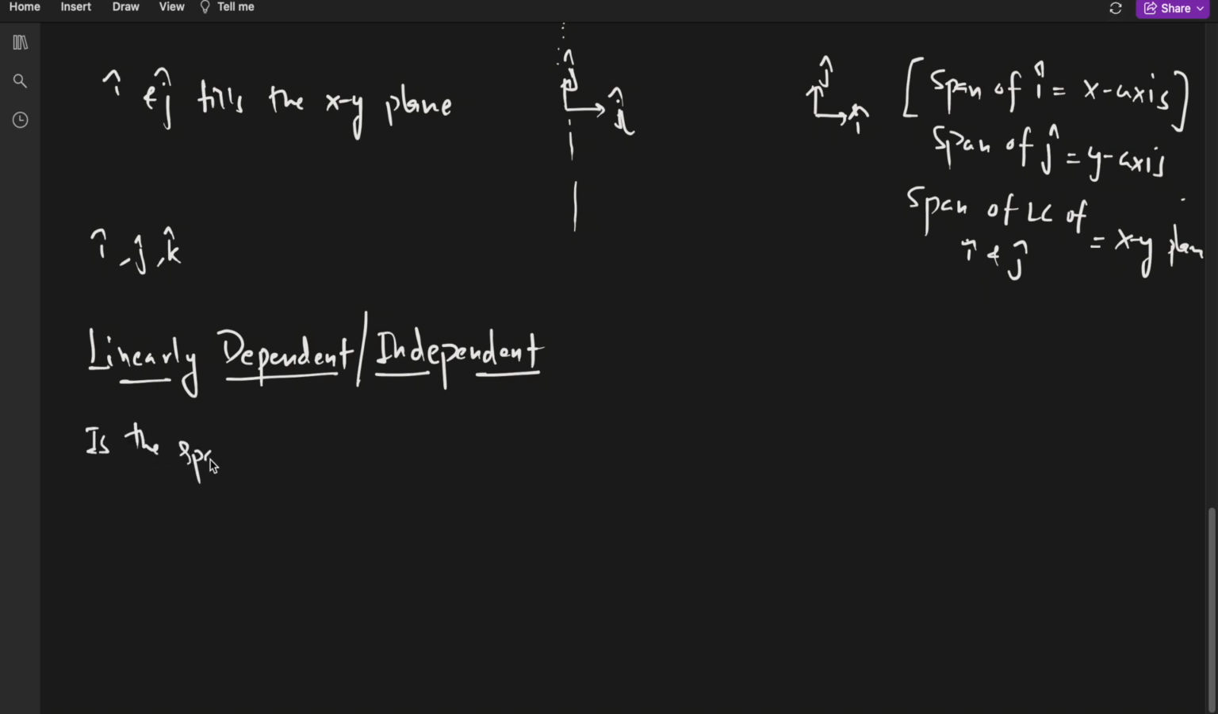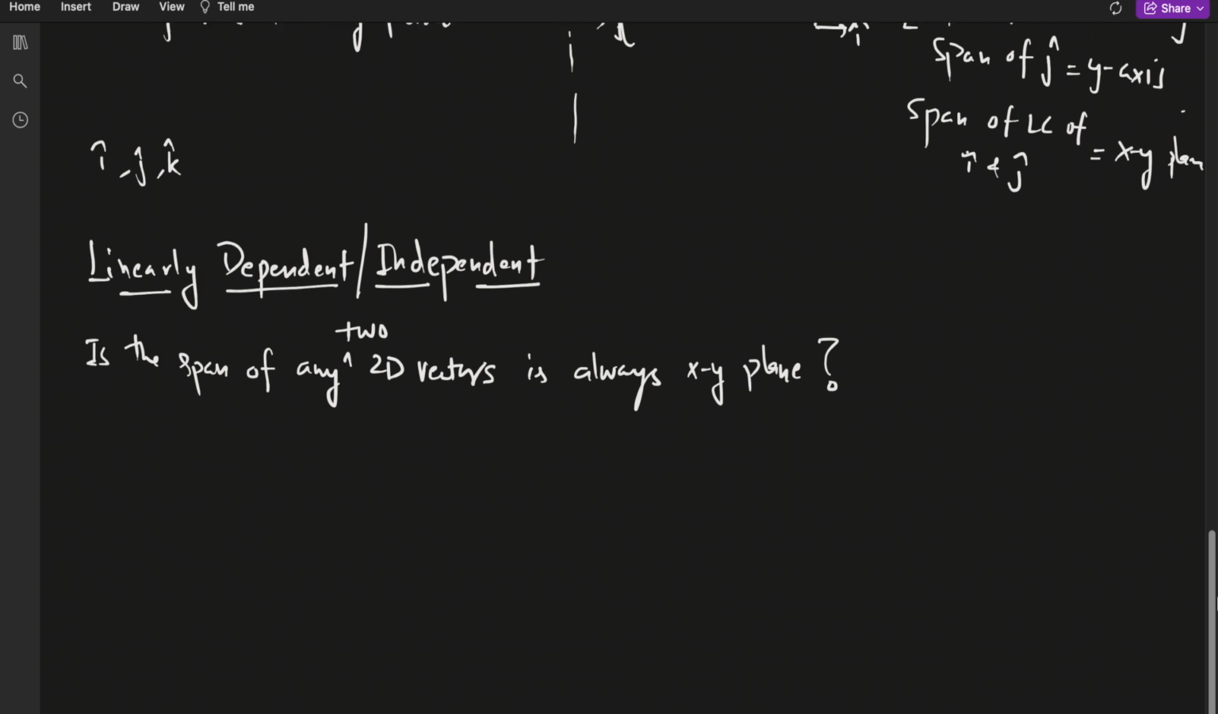the span of any two 2D vectors, is it always the xy plane? This is my question. So you may pause the video and think about it.